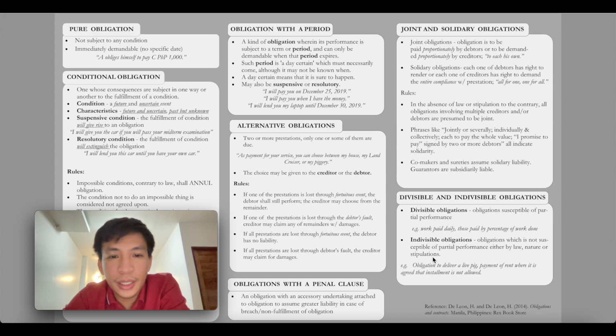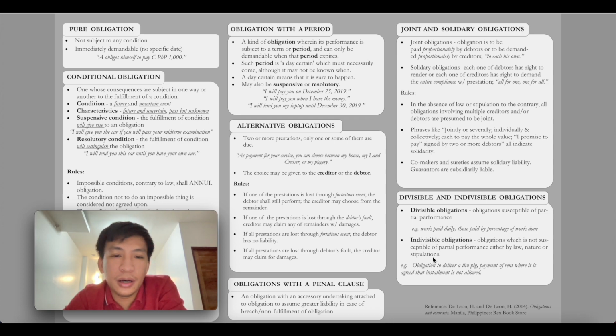Okay. Let's have alternative obligations. Dito naman sa alternative obligation, meron kang dalawang prestation, 2 or more prestations. Only one or some of them are due. Kumbaga, maraming options pero isa o ilan lang ang due doon sa mga yan.